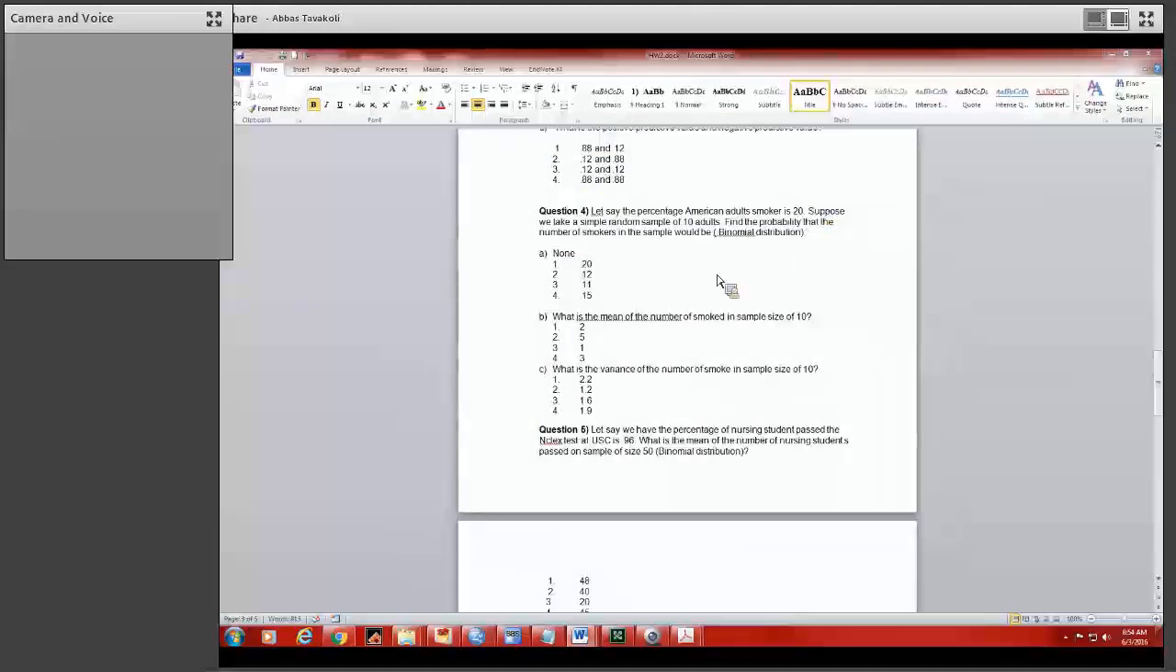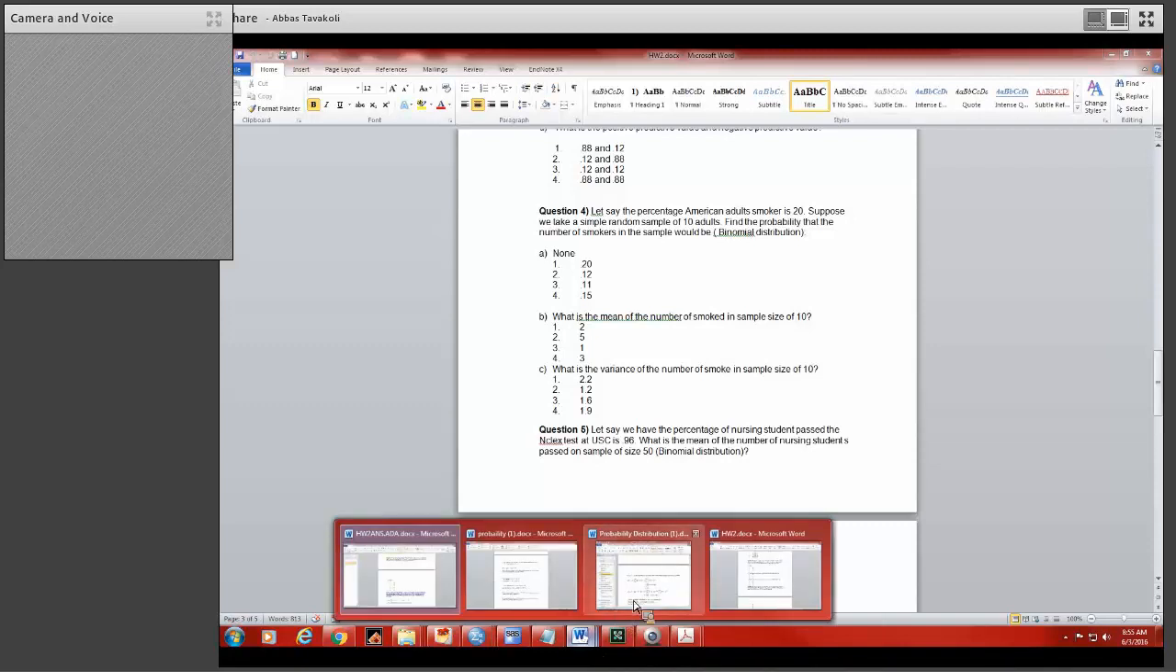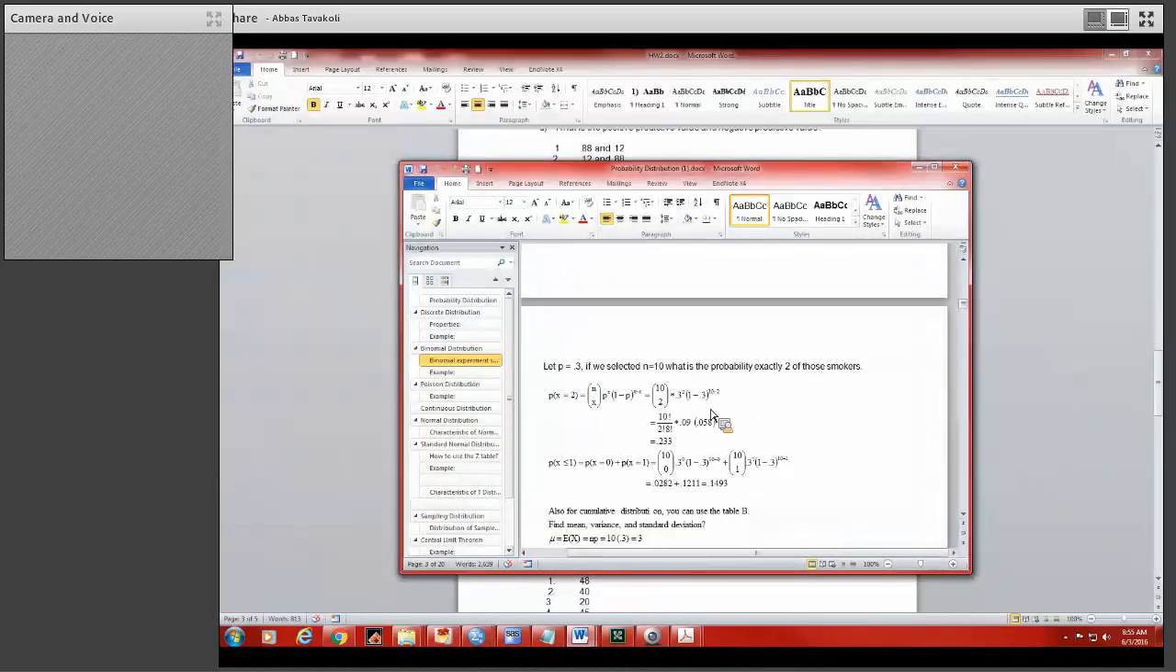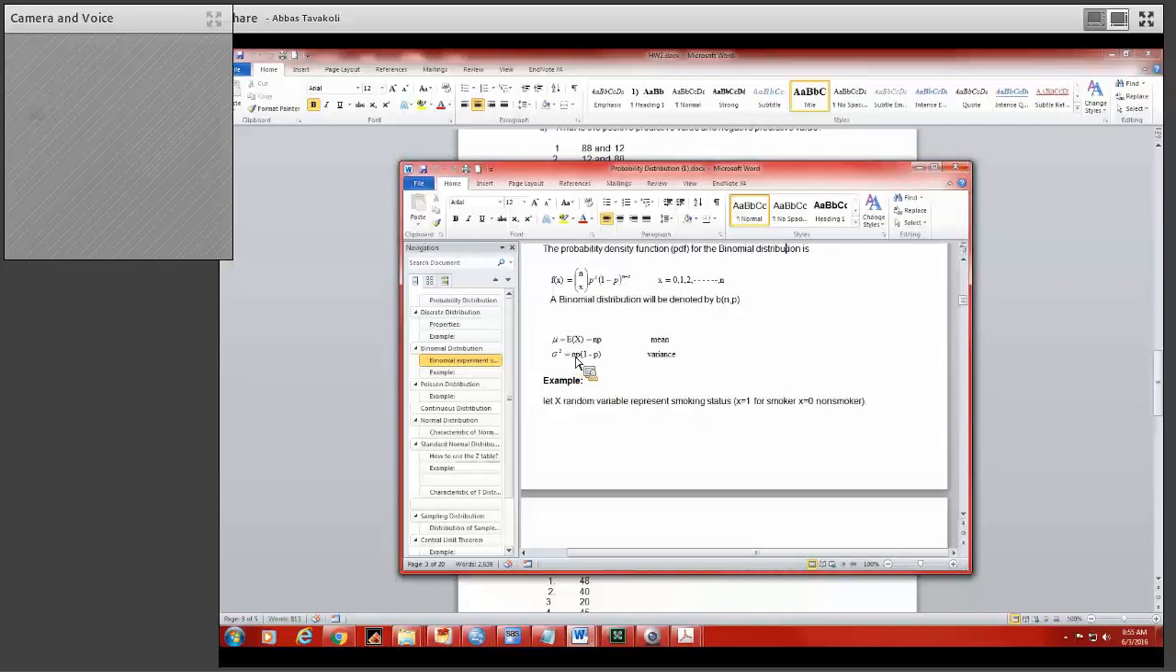Just be careful when you're looking at the table. If I say probability less than or equal to 2, then you can use this number. If it's exact, you have to subtract from the above value. So basically what you need to find is what is your p, what is your n, and what is x you wanted to calculate from this table. So there are two ways you can calculate this.